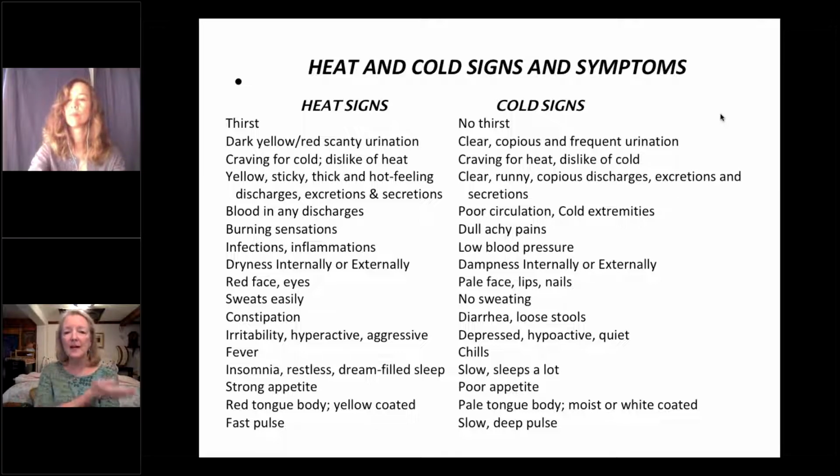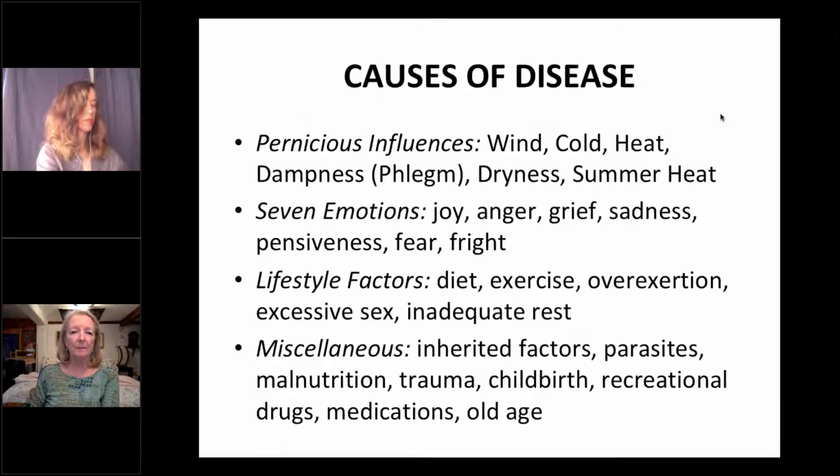Diarrhea, loose stools versus constipation for heat. This person, instead of being outgoing or aggressive, they tend to be hypoactive. They tend to be withdrawn, maybe even sitting curled like this because they're reducing their body surface area in order to retain whatever body heat they have. They might feel chills a lot. They're slow in whatever they do. They want to sleep a lot. The tongue body itself is pale, might even be a little swollen, definitely somewhat moist or white colored, white coated, and the pulse is slow as well and tends to be deep. So those are the difference between heat and cold.